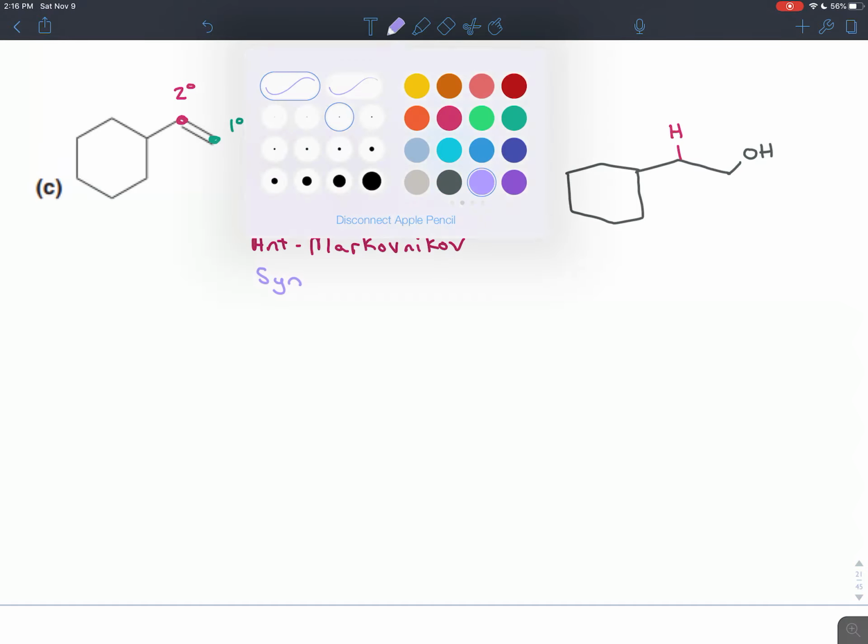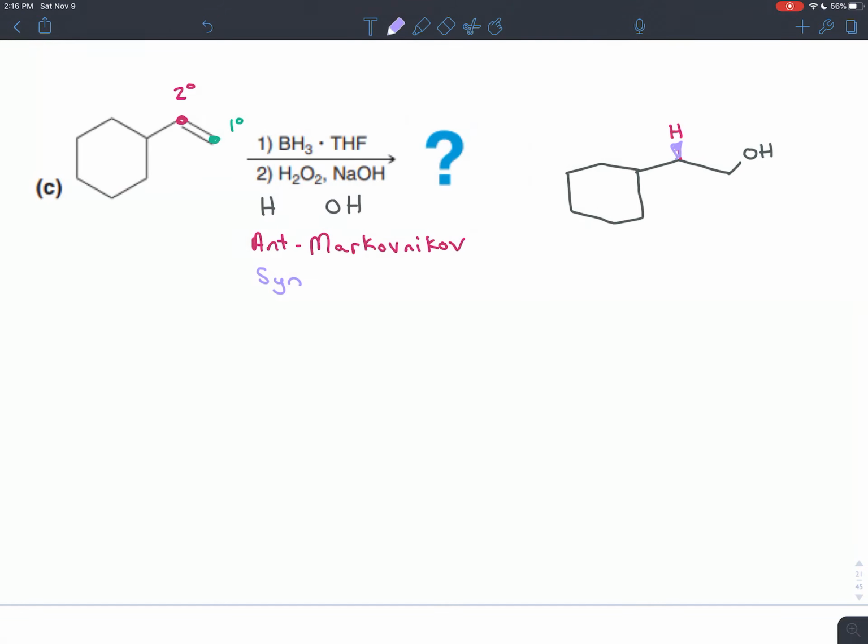We just have to make sure it's syn addition. We could easily make these just solid wedges. The H and the OH add on the same face of the double bond. If we form a chiral center, then we have to draw the enantiomer. So let's see if we do have a chiral center.